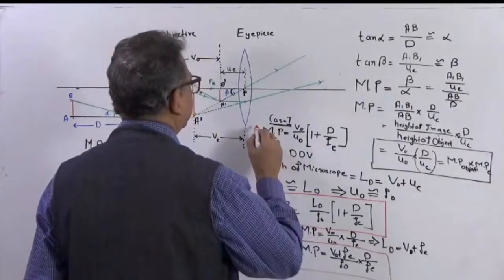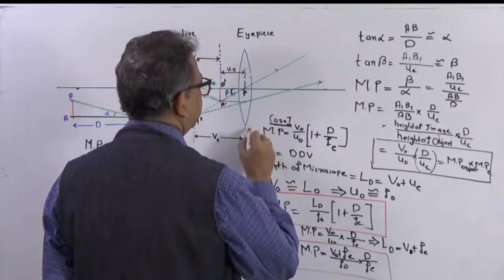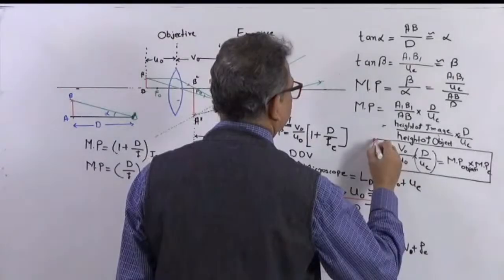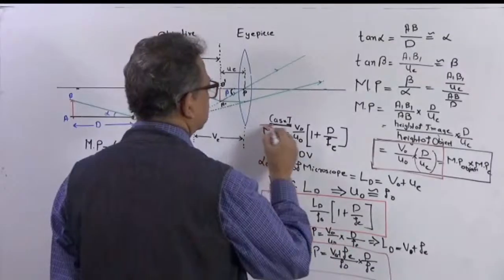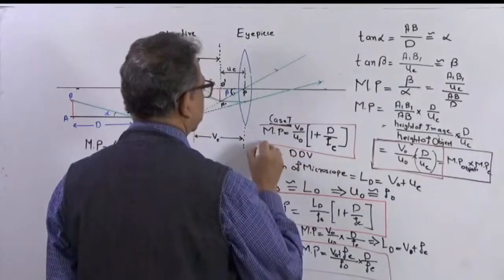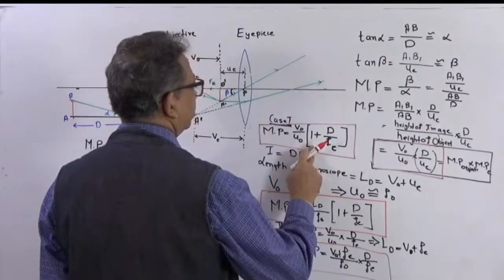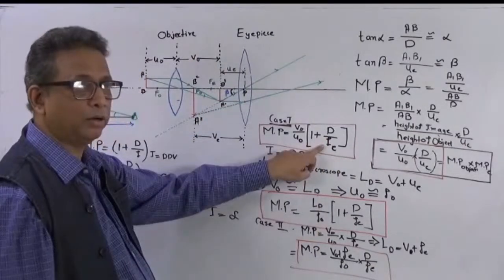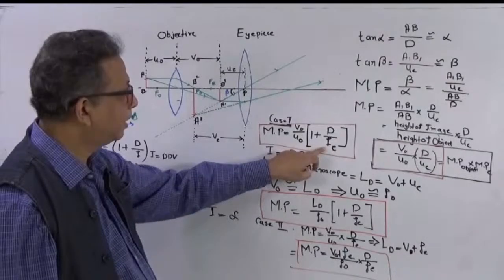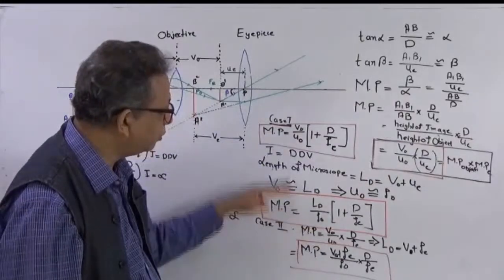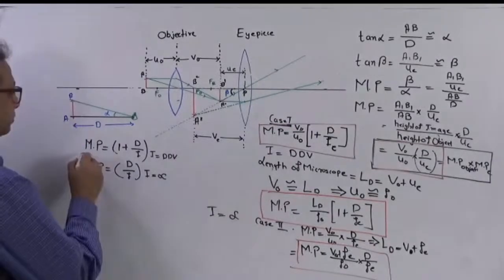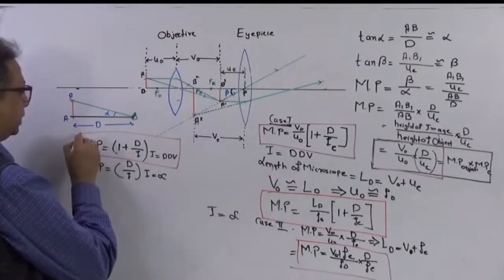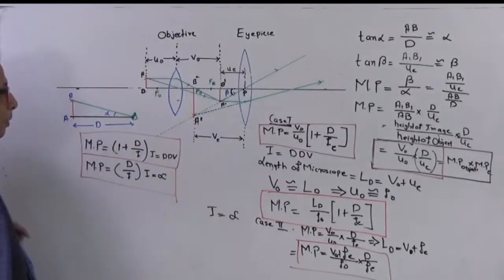One MP, this is your generalized equation. This is a specific case. This is again a generalized equation in terms of image at infinity or image at DDV. Now this is the derived equation. So problems can be asked in any of these four options. You should know all these four relations for a compound microscope, and for a simple microscope these are the two relations that you have to understand. So please make a note of this.